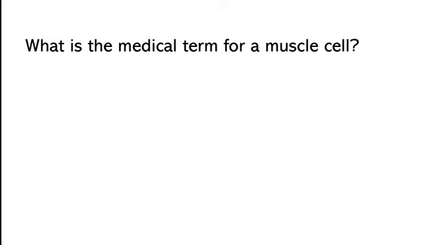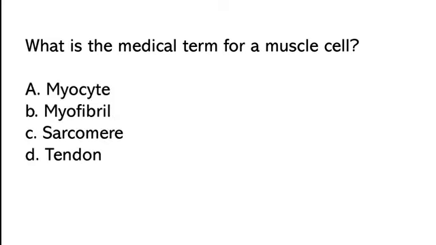What is the medical term for a muscle cell? Myocyte, myofibril, sarcomere, tendon. So the correct answer is option A, myocyte.